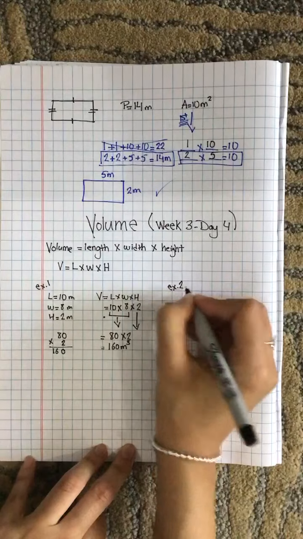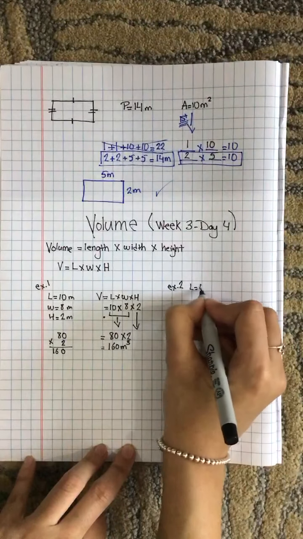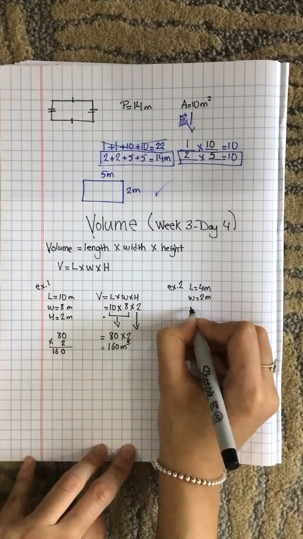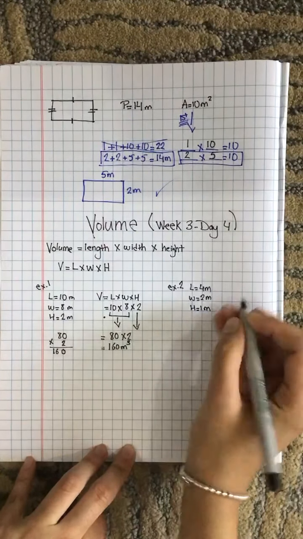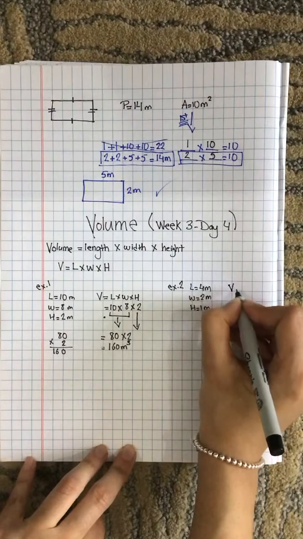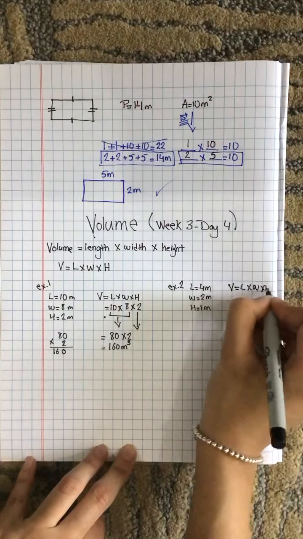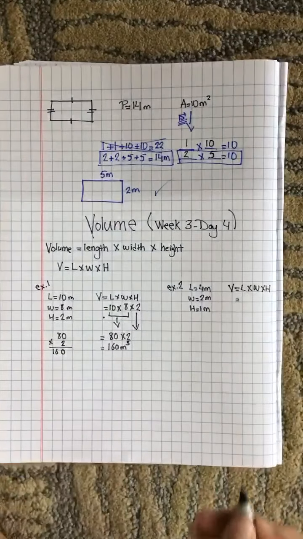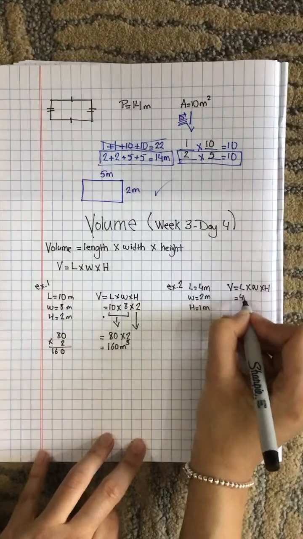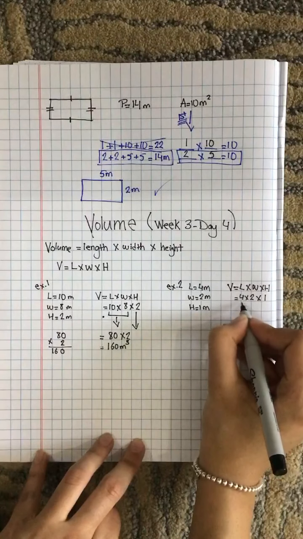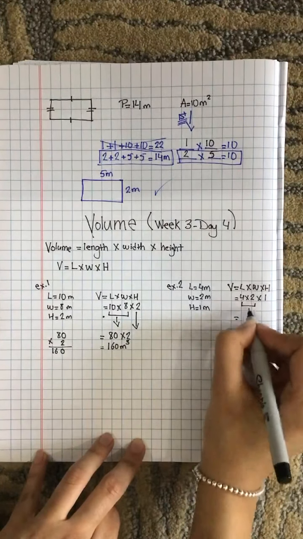Example 2. Let's say my length is 4 meters. My width is 2 meters. My height is 1 meter. Again, I'm going to say my volume is equal to length times width times height. And then you fill it in. My length is 4. My width is 2. My height is 1. Again, let's just bring this down first.